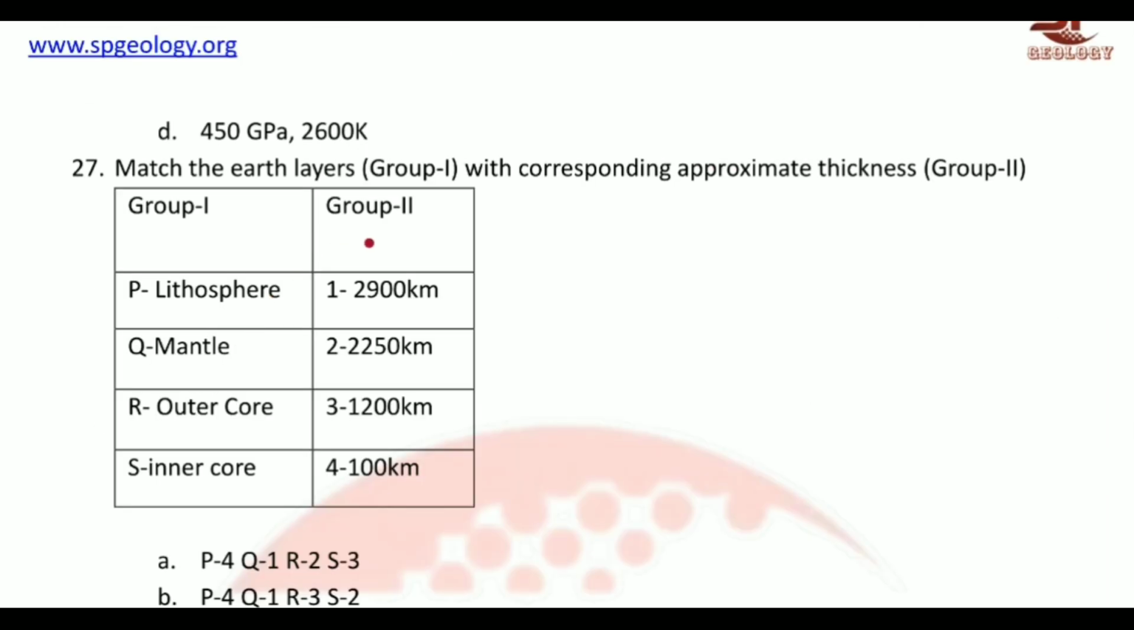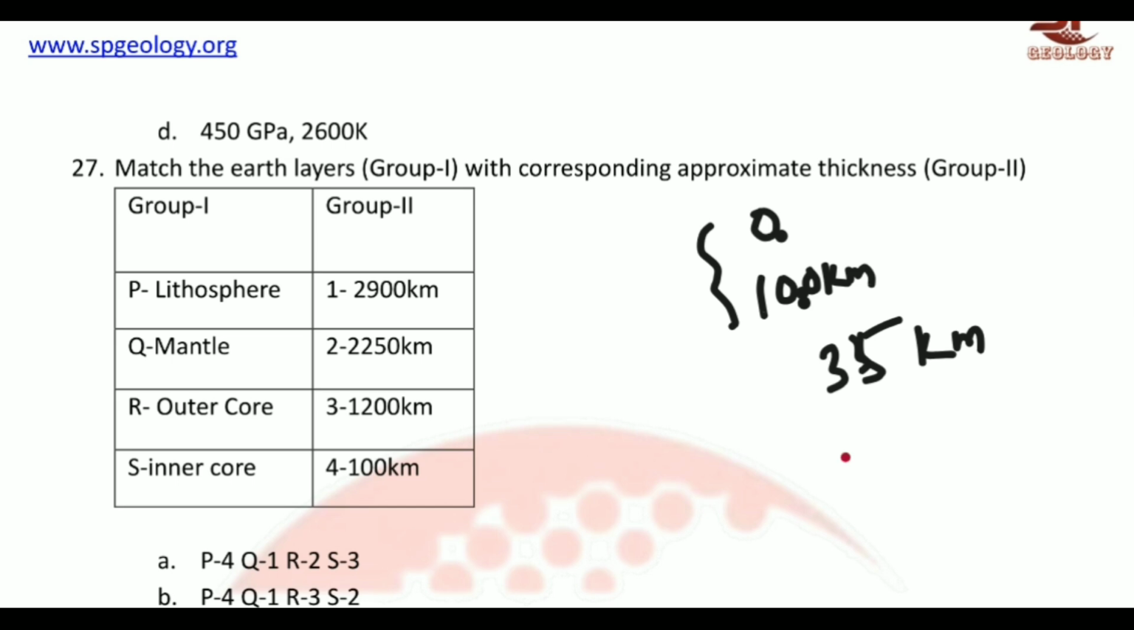Then, as for the Earth layers, the lithosphere has a thickness of 100 km. 0 to 100 km thickness, so 100 minus 0 is 100 km. Then the mantle is from 35 km to 2900 km, so it has a thickness of approximately 2865 km.